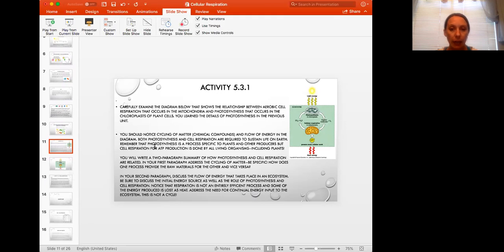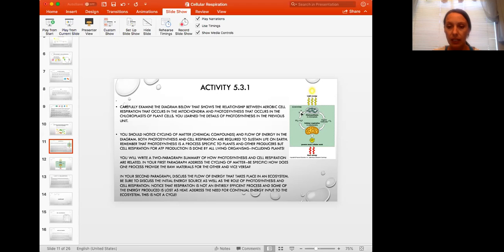So it says carefully, and I apologize that you're seeing all this on one little screen, but this is coming from the directions in the activity here, okay? So it says carefully examine the diagram below that shows the relationship between aerobic cell respiration that occurs in the mitochondria and photosynthesis that occurs in the chloroplasts of plant cells. You learned the details of photosynthesis in the previous unit. Okay? You should notice the cycling of matter, and that's the chemical compounds and the flow of energy in the diagram. So when they're talking about the cycling of matter, it's this circle that we're seeing.